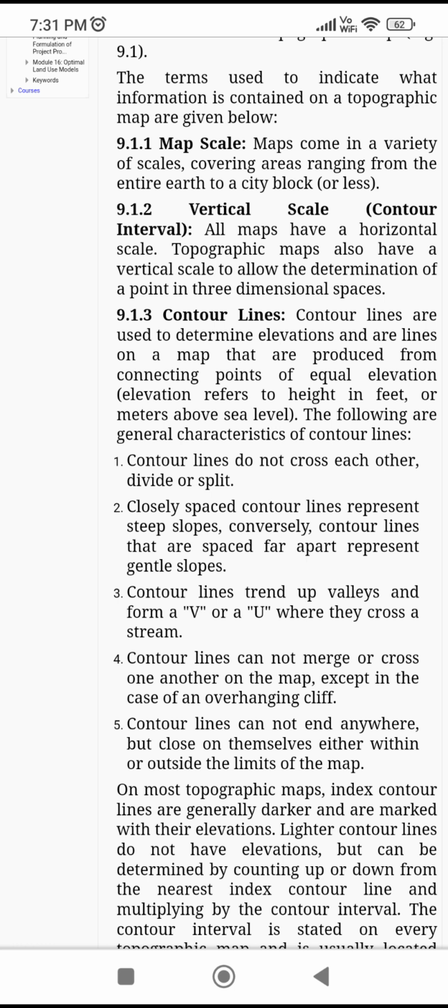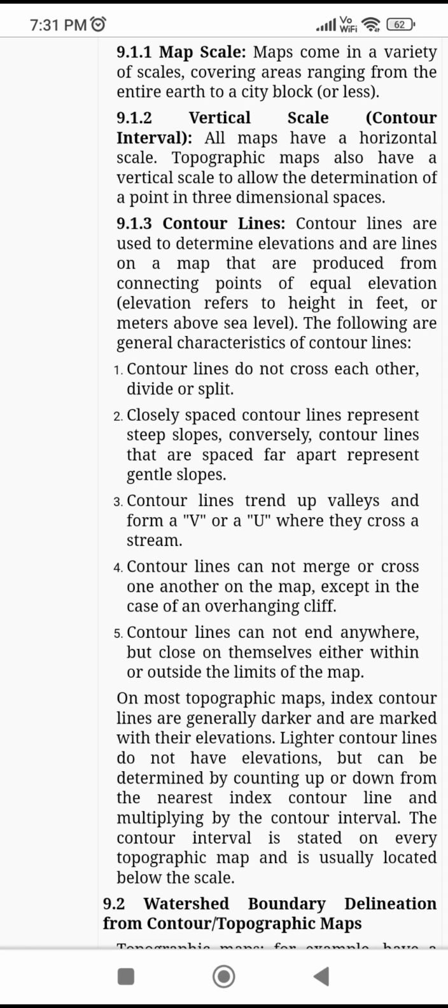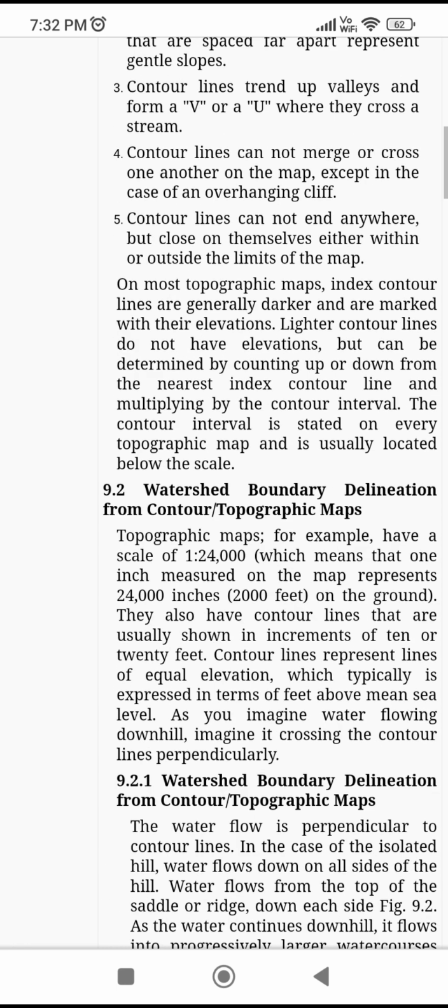Contour lines trend up valleys and form a V or U where they cross a stream. Contour lines cannot merge or cross one another on the map except in the case of an overhanging cliff. Contour lines cannot end anywhere but close on themselves, either within or outside the limits of the map.